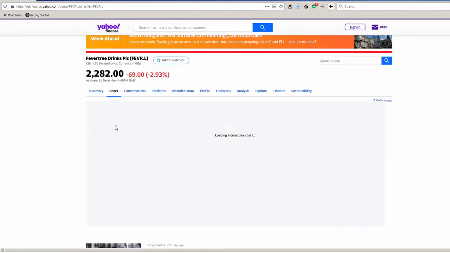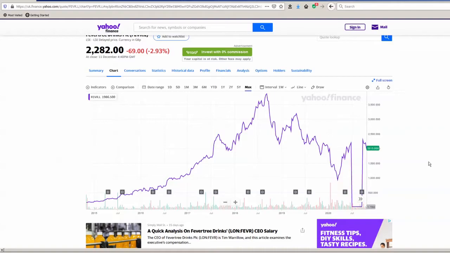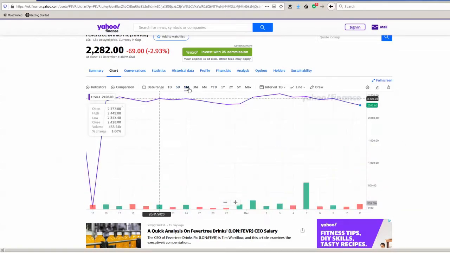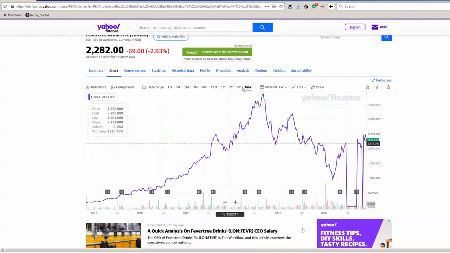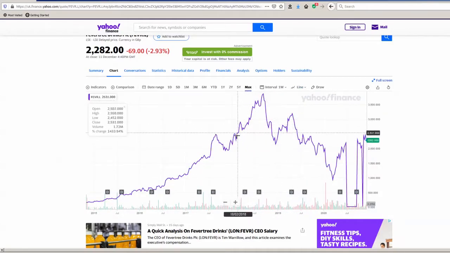Now, the chart I like a lot because you can go as far back as 10, 20, 30 years on the chart. Now, Fevertree's not that old. You can have a look at the history. You can change the durations, change the interval, change the type of chart. So that's quite cool. And what I quite like is for each section where you move your cursor, it'll tell you the different prices at that time and the date. So you can be quite precise with finding prices on certain dates or looking at the numbers.